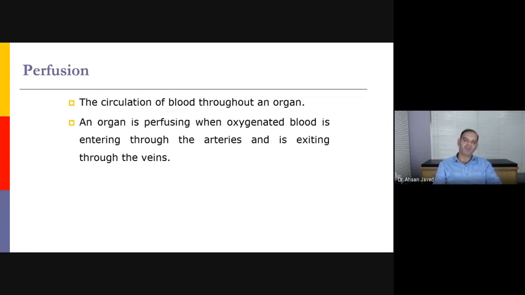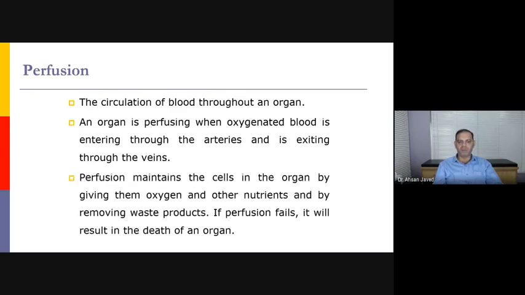So tissue perfusion is the flow of blood through the arteries, then the return of the blood through the veins. Perfusion maintains the cells in the organ by giving them oxygen and other nutrients and by removing the waste products, and if perfusion fails, it will result in death of an organ. The main job of perfusion is to maintain the cells in the organs by providing them with oxygen and nutrients. Once this is done, the remaining blood flows back through the veins.